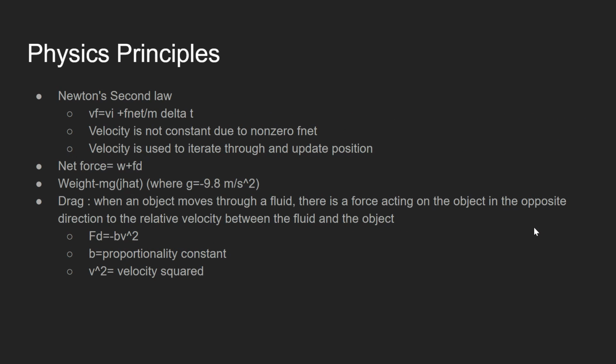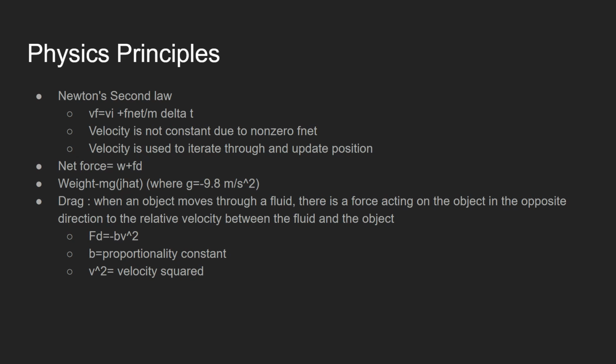The physics principles behind the lab are Newton's second law and drag. Newton's second law, as seen in the form below, is derived from the momentum principle, where the final velocity is equal to the initial velocity plus the net force divided by mass times the change in time. In this experiment, the velocity is not constant because the net force is non-zero. We have two forces acting on the object, the gravitational force and the drag force. The velocity is then used in the position update equation to update the position of the fallen object. This then repeats with the final velocity being used as the initial velocity and the final position being used as the initial position to iterate through the second set period of time.